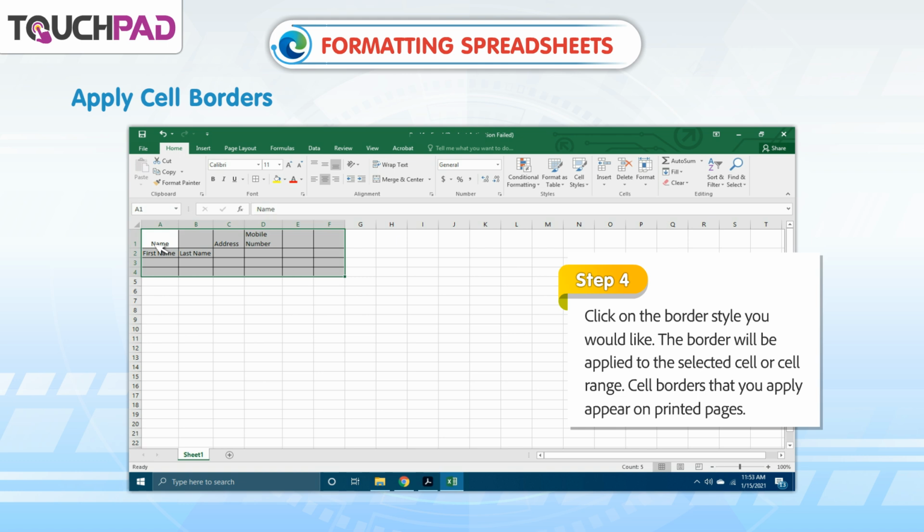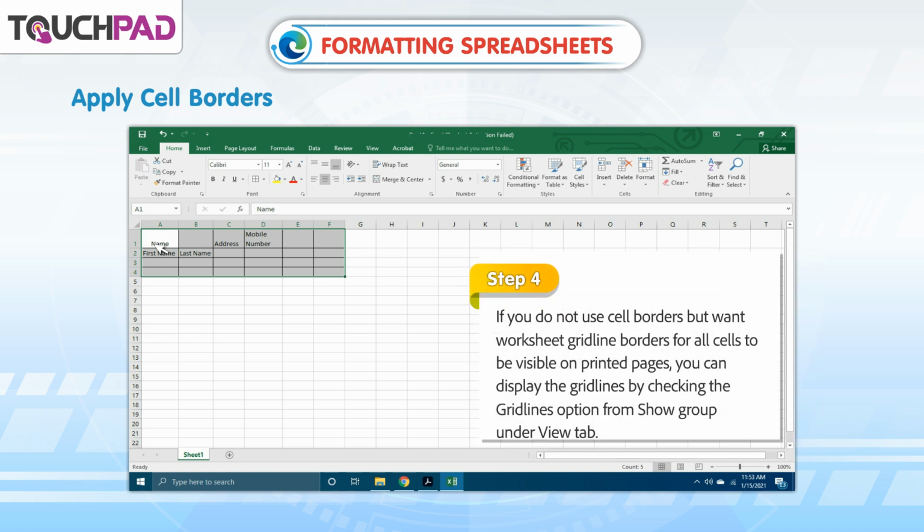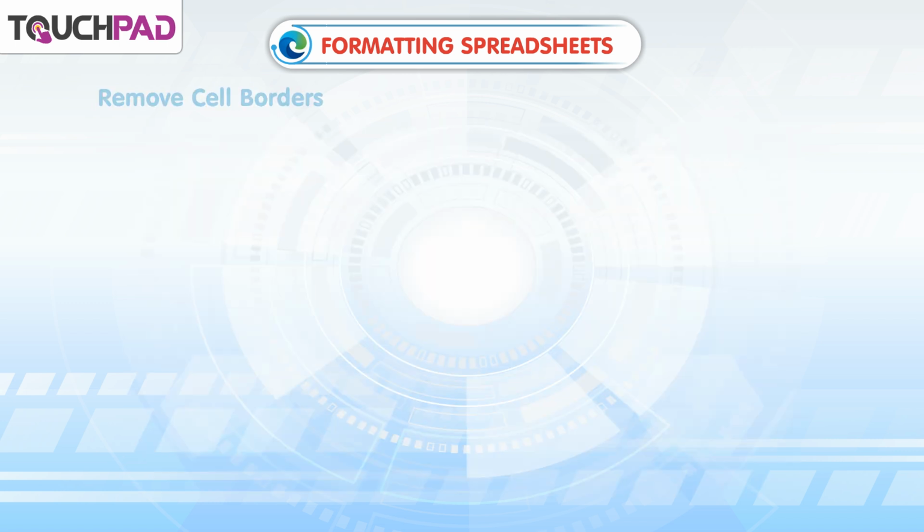Cell borders that you apply appear on printed pages. If you do not use cell borders but want worksheet grid line borders for all cells to be visible on printed pages, you can display the grid lines by checking the Grid Lines option from the Show group under the View tab.